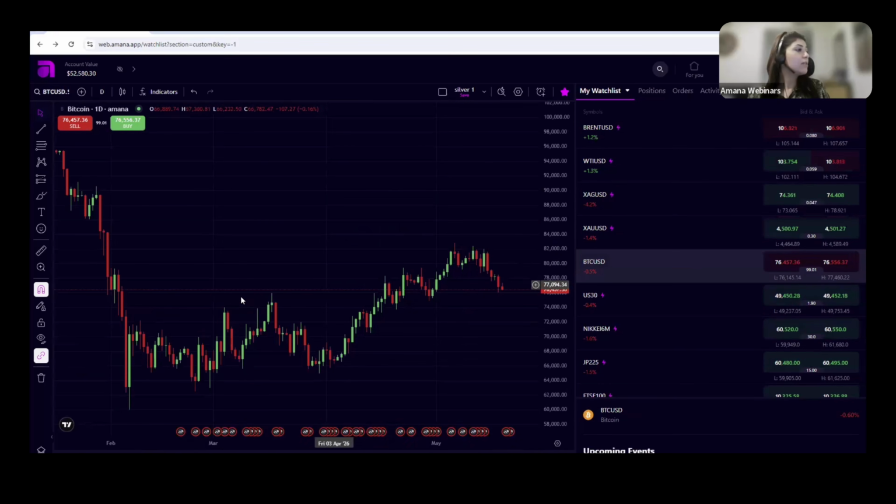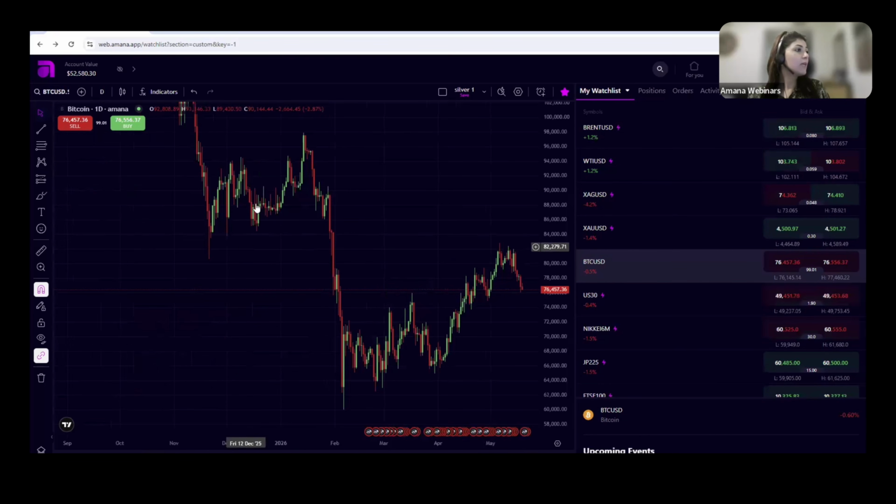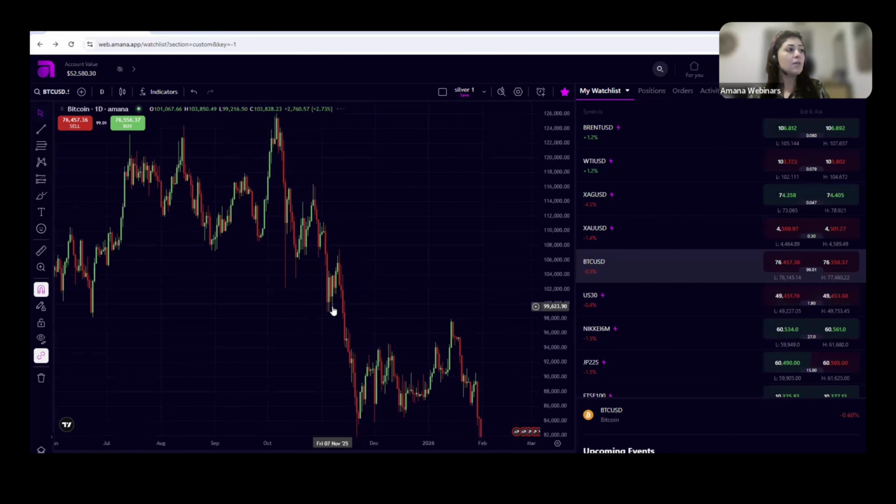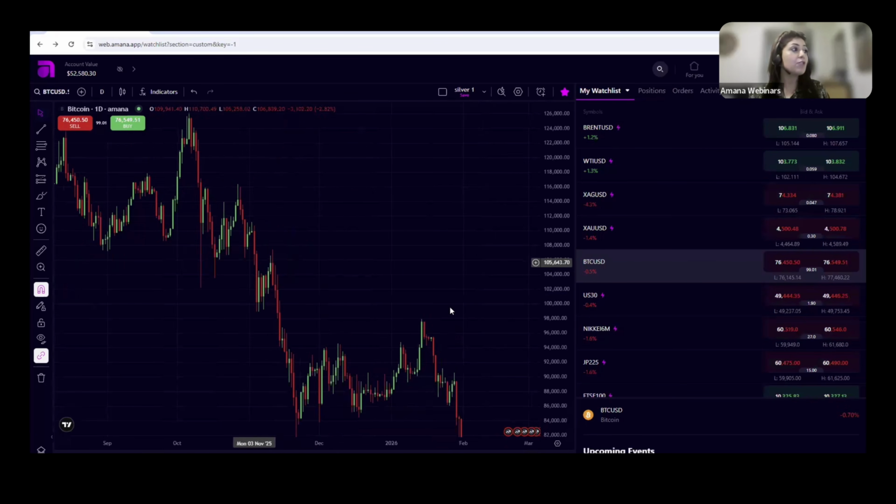Then let's go and see if we can find something in Bitcoin. These, by the way, are not very common. So that's why if you spot something like this, you should definitely pay attention to it.